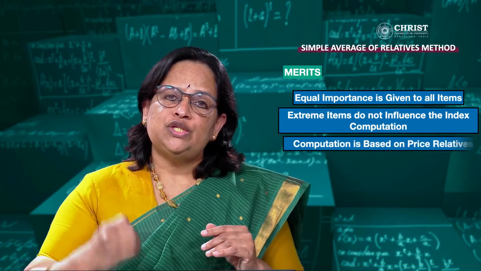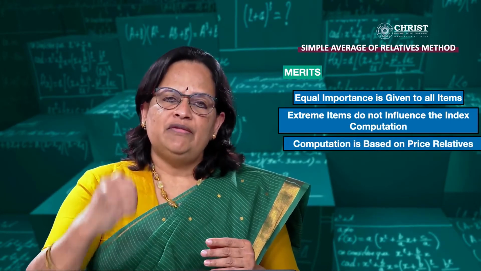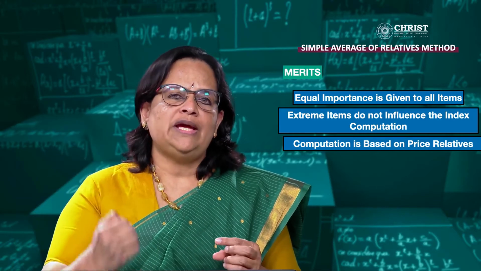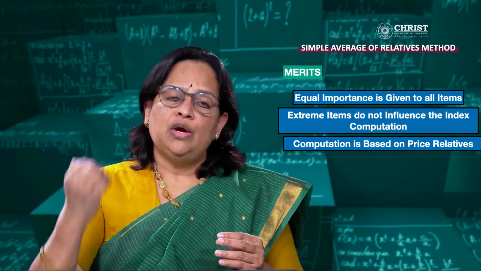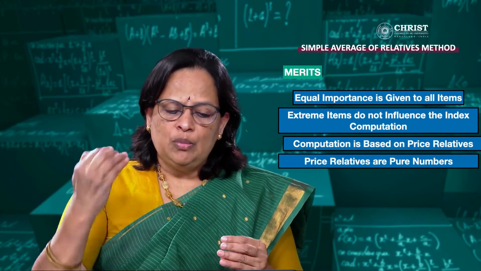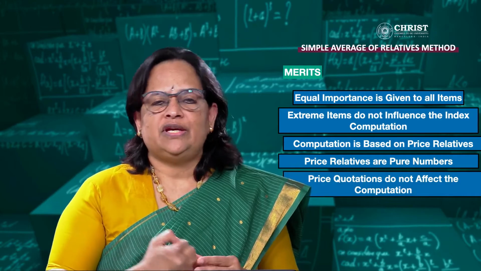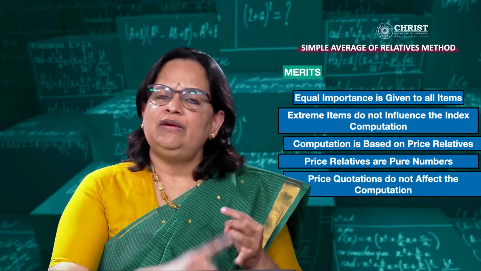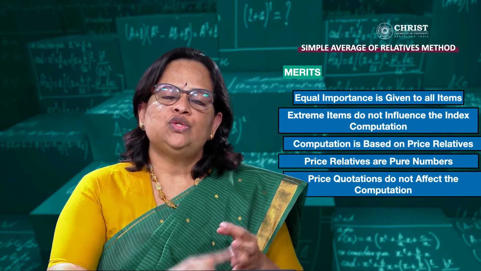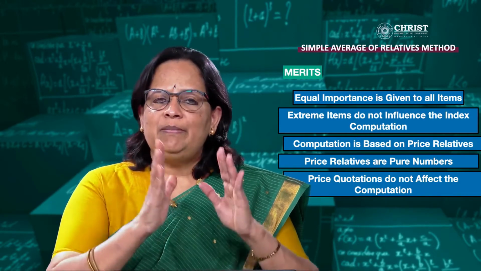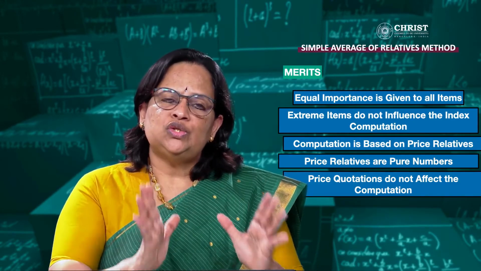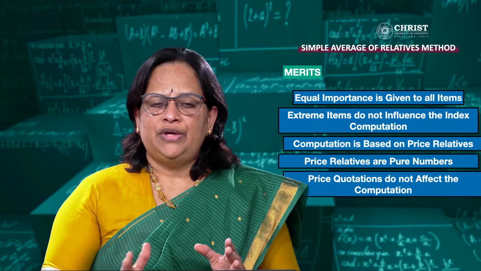Then computation is based on price relatives. P1 divided by P0 into 100, and price relatives we are calculating for all items included in the index. Now price relatives are pure numbers, so it will not affect the calculation. Now price quotations also do not affect the computation. Price quotation meaning we have two options, either wholesale prices we can take or retail prices. So whichever price we are taking, that method we will be following for all the commodities included in the index. So that is also not going to affect the computation.